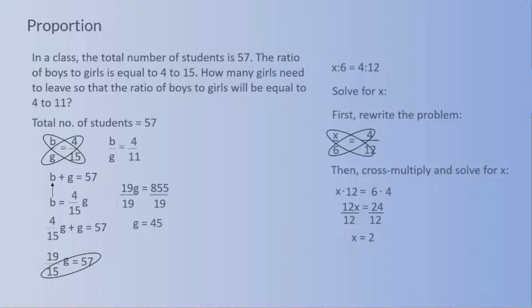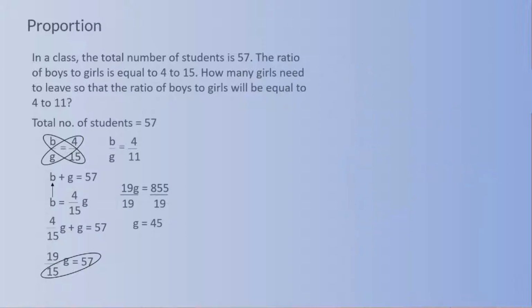Now, we know that the total girls in the class is 45 and total number of students is 57. We can now get the total number of boys in the class by using B plus G is equal to 57, and by transposition 57 minus 45, then the total number of boys in the class will be 12.